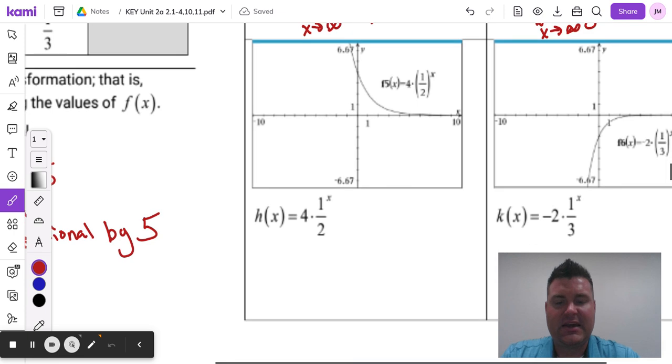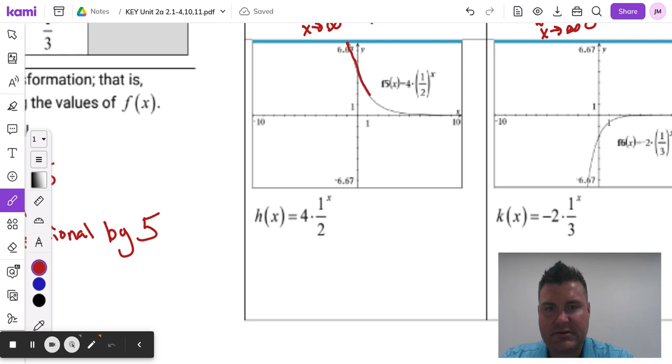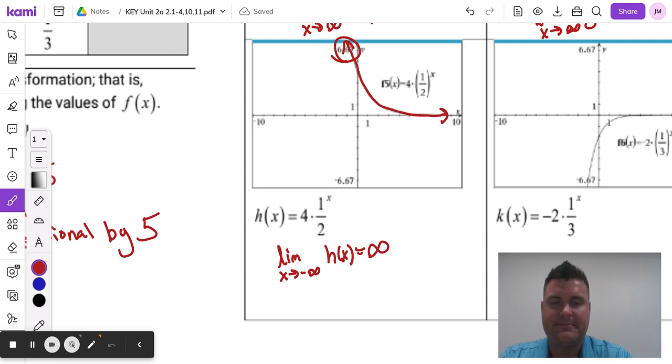This one right here, we have a decay. It's a positive decay. So I'll trace this. Our left hand behavior here, you can tell it's going up. So our left hand behavior, as x approaches negative infinity of h of x, is going to equal positive infinity. Our right hand behavior is going to level out at 0.